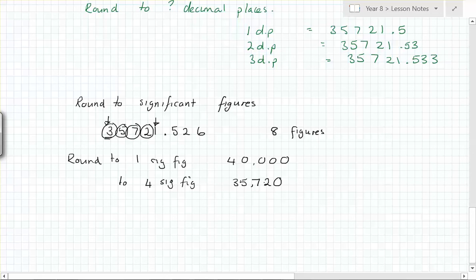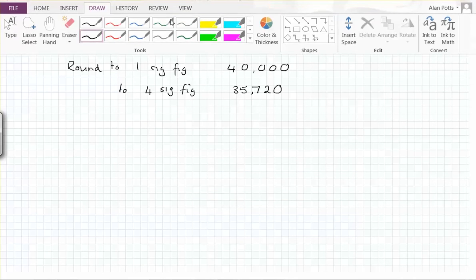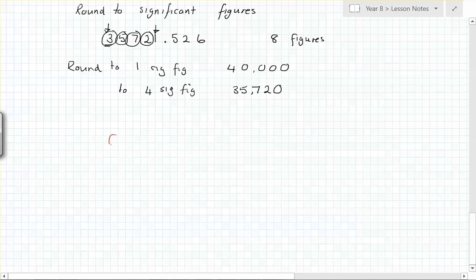So it's the same rules, but here's the deal. This is where significant figures can change and confuse people a little bit. So we've been working with that number a lot, but just to finish off, what if I said to you, here is a number. If I said to you, round to 2 decimal places, what would you say? Is it 0.51?